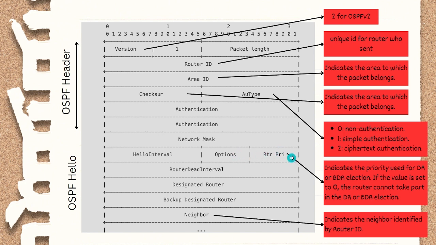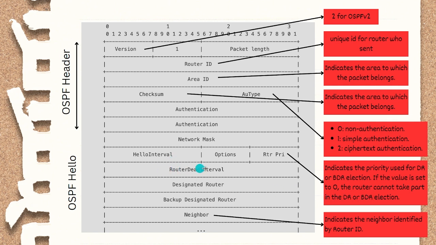Then we have something called router priority, which indicates the priority used for election. As I said, there will be a certain election for the DR and BDR, that is designated router and backup designated router. So this priority will indicate the priority for this router to become DR. So if the value is set to 0, the router cannot take part in the election of DR or BDR.